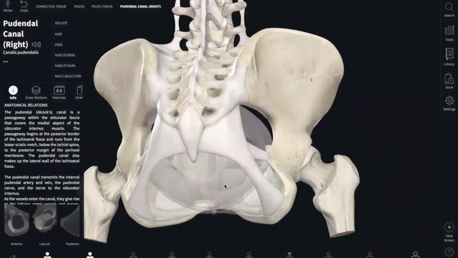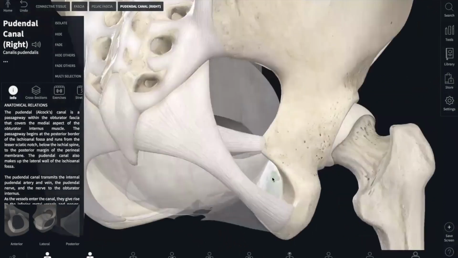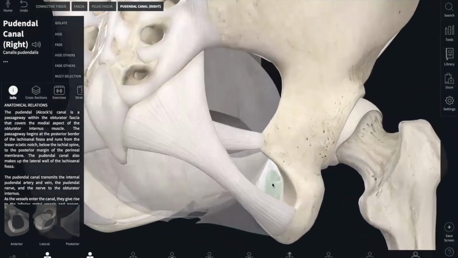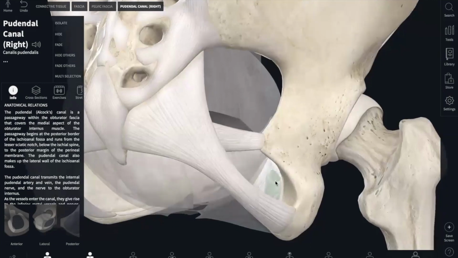You'll learn this in year 2, where a lot of the repro stuff happens. But yeah, pudendal canal, we also call it the Alcock's canal, internal pudendal nerve, artery, and vein, and supplies the perineum. That's all you need to know.